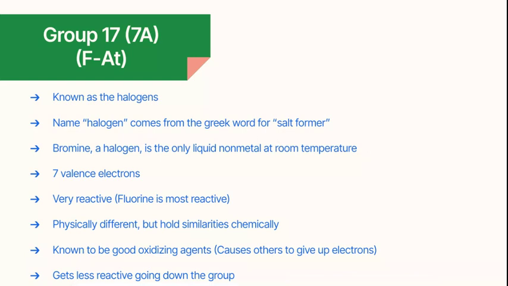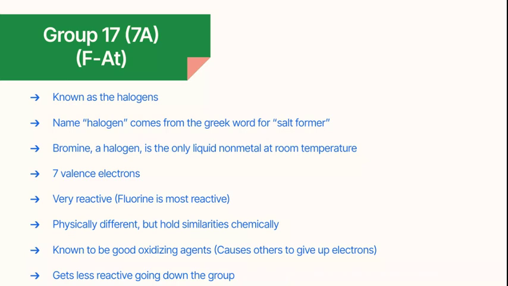The halogens have 7 valence electrons. They are very reactive because of only having 7 valence electrons. And fluorine is the most reactive. As you go down that row, they get less reactive going down the group. So as you go to chlorine, that's less reactive. Bromine's less reactive than chlorine. Iodine's less reactive than bromine. And astatine is the least reactive halogen. But they are all very reactive. And they are physically different in properties, but they hold very similar properties chemically.